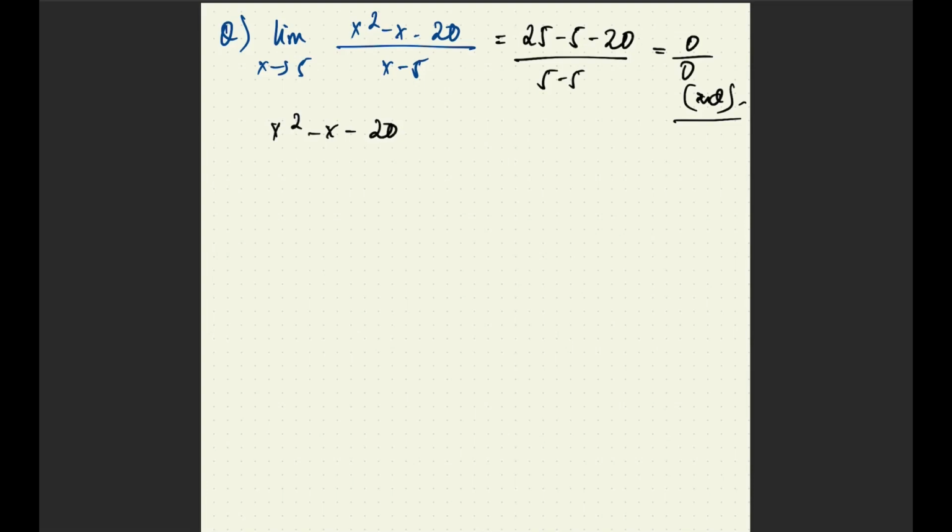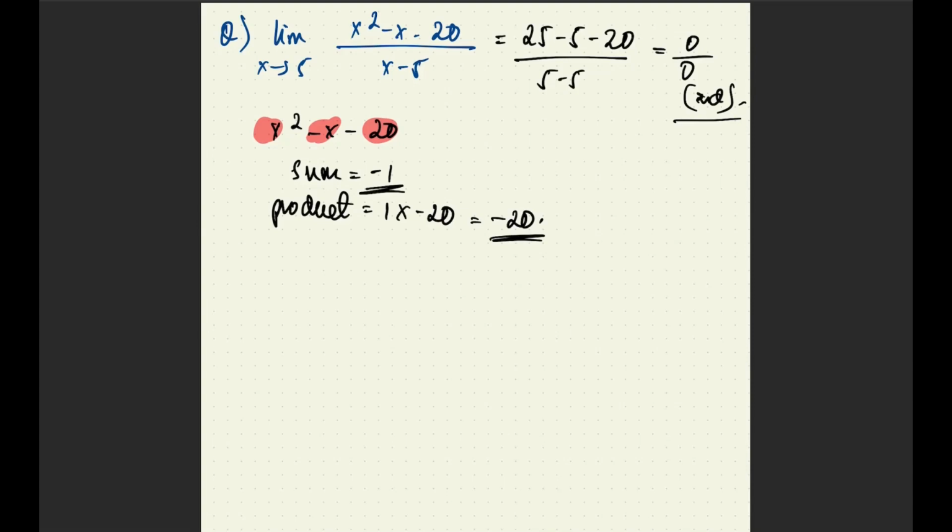Now I can factor this polynomial, right? So our sum in this case is going to be this number over here. What is the coefficient of the x? It's a -1, right? And our product in this case is going to be this multiplied by the coefficient of the x squared. So it's just going to be 1 times -20, which is -20.